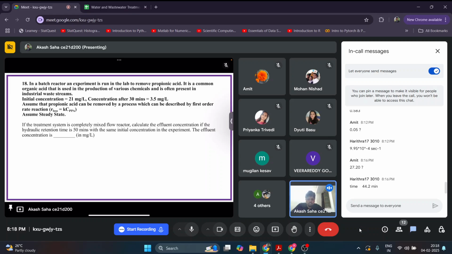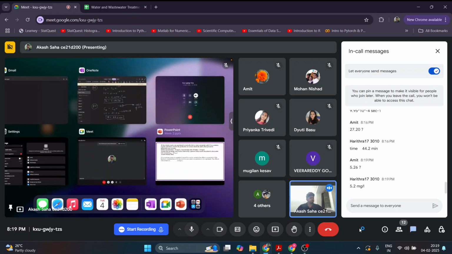Here it's a completely mixed flow reactor, not a PFR. 5.26, yes, Amit. Yeah, it is approximately correct. Okay, so we will just see for others.